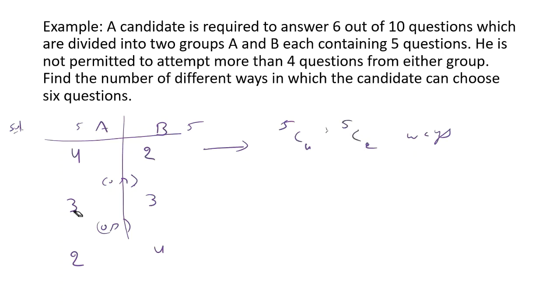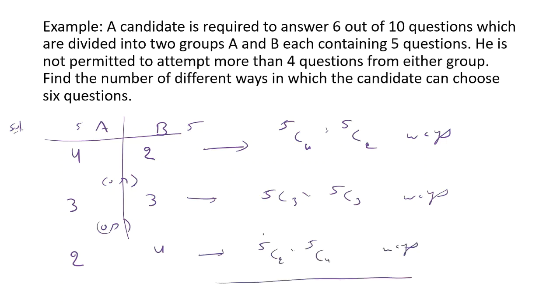Next, he can select 3 questions from group A and 3 questions from group B in 5 choose 3 times 5 choose 3 ways. And he can select 2 questions from group A and 4 questions from group B in 5 choose 2 times 5 choose 4 ways. Therefore, the total number of ways of selecting is equal to, you have to add these 3. So this is going to be your answer.